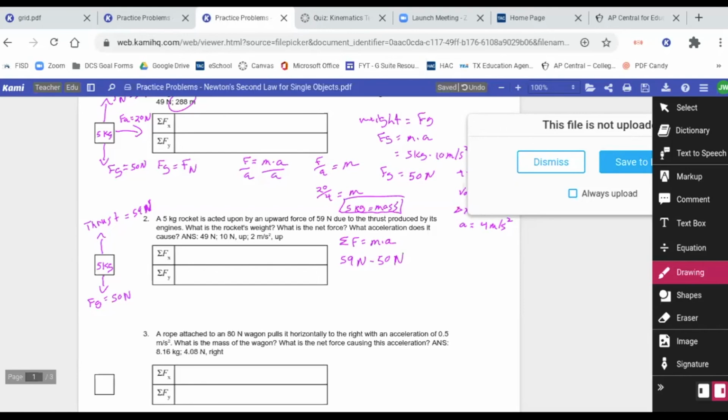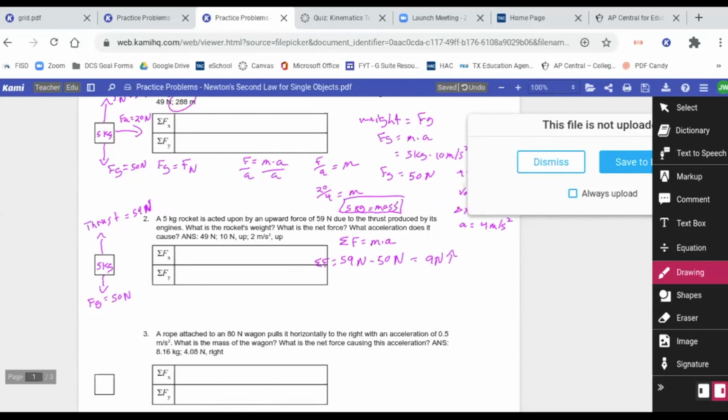That's my sum of forces. So I should put sum of forces equals... So my net sum of forces is 9 newtons. What'd they get? Let's see, what's the rocket's weight? 49, we got 50, perfect. Net force, 10 newtons up. We got 9 newtons up. What is the acceleration it causes?